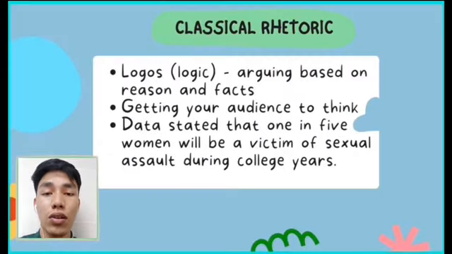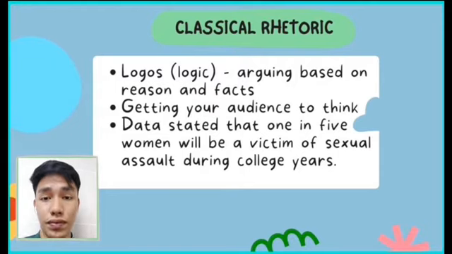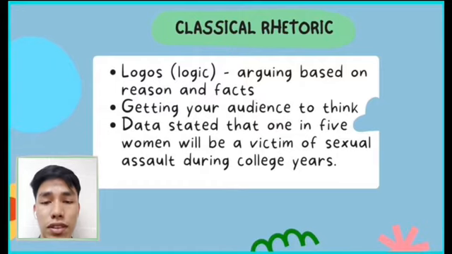And the last one is logos or logic. The logos technique usually revolves around arguments based on reason and facts in the form of statistics, data, and graphs. The purpose of this technique is to get the audience to think. For example, data stated that 1 in 5 women will be a victim of sexual assault during college years.